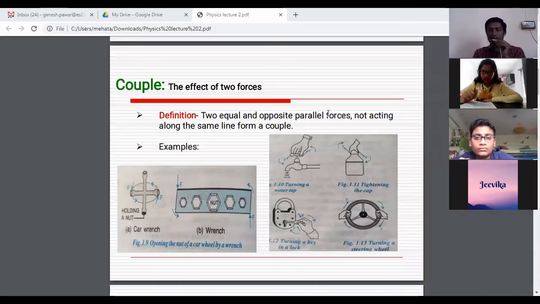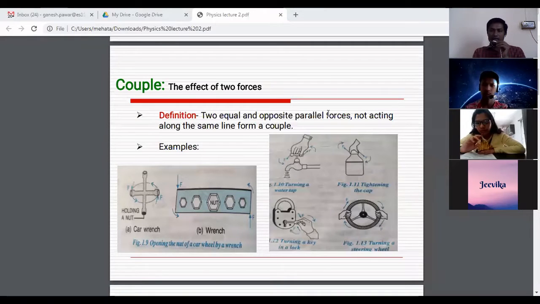Can anyone tell me where the second force is? In the example of the door, one force you apply at the handle. Is there any second force? The second force is at the hinge. Yes, because hinges are holding the door. In order to hold a door, you need a force. So in the example of a door also, there are two forces. One force you apply at the handle, and the second is called the force of reaction, which is produced at the hinges.